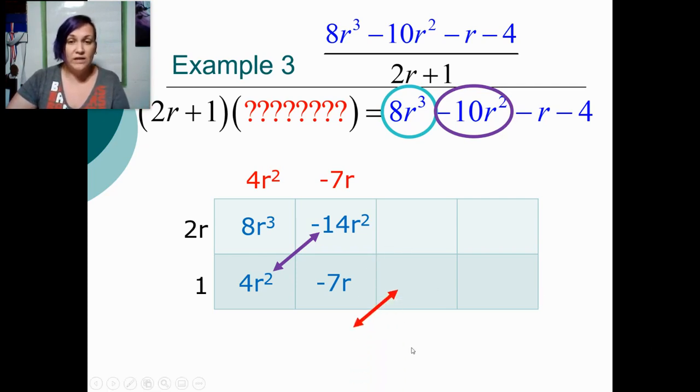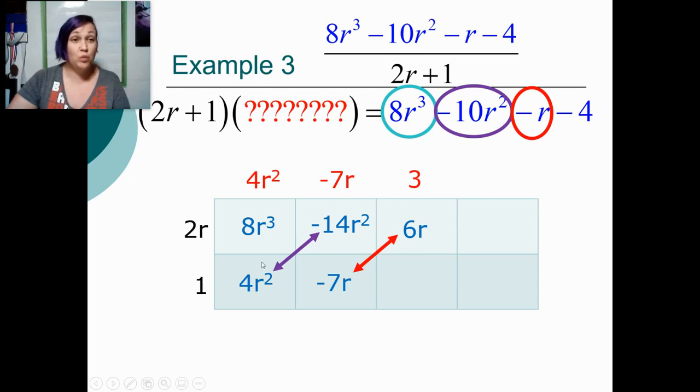So on the diagonal, we should have some like terms, right? So the negative 7 plus something should make, and this time it's the r. So I'm going to look at the r from my numerator. So negative 7 plus what makes negative 1, and that would be plus a 6. Negative 7 plus 6, or 6 minus 7, makes negative 1. 2r times 3 makes 6r.